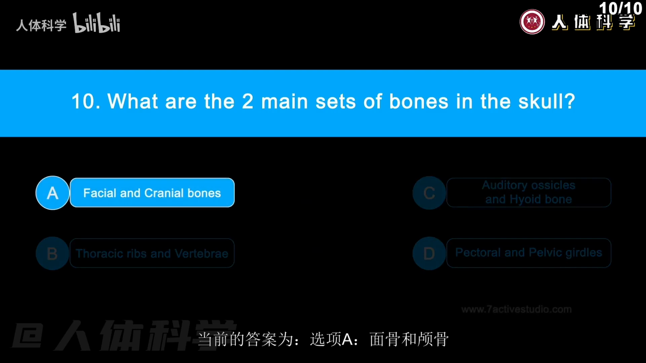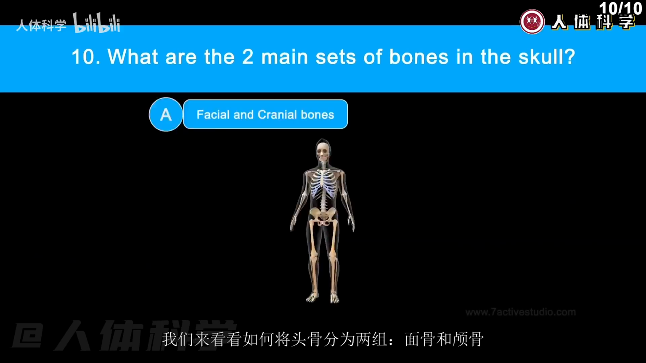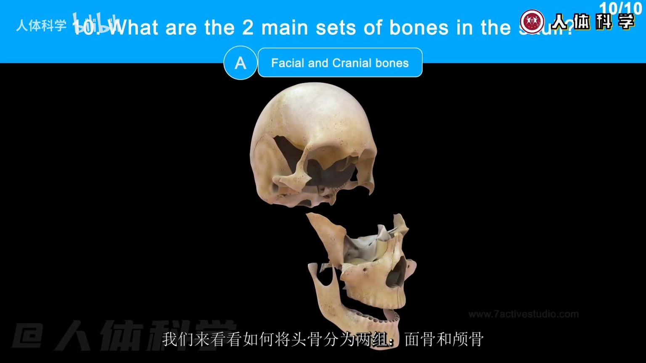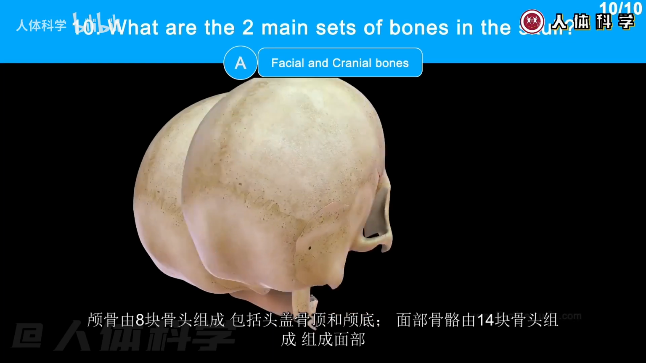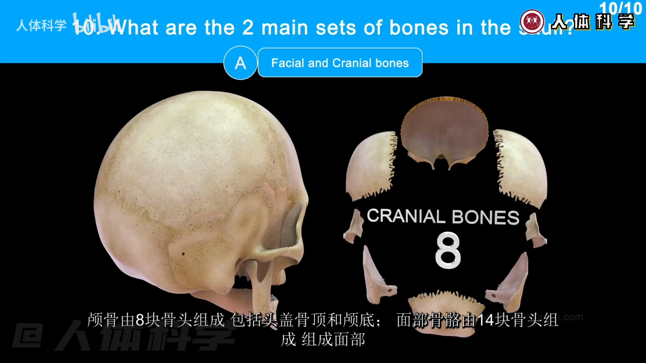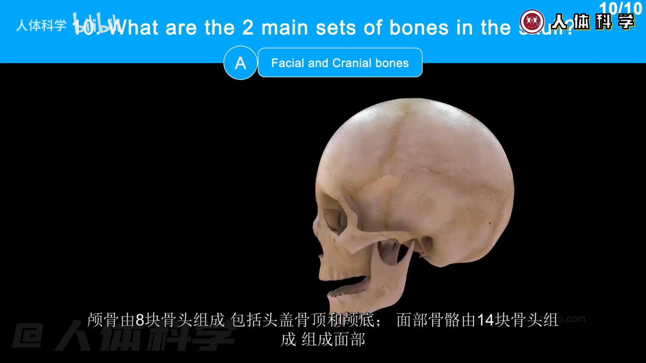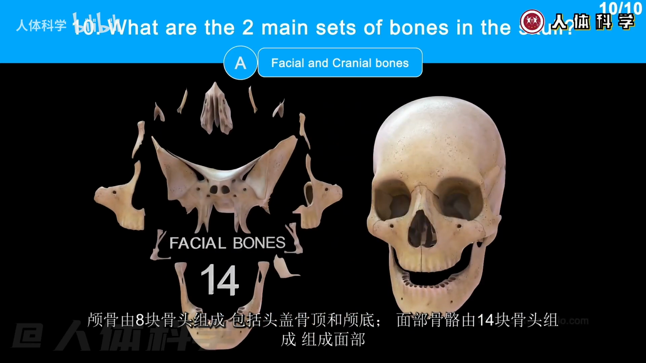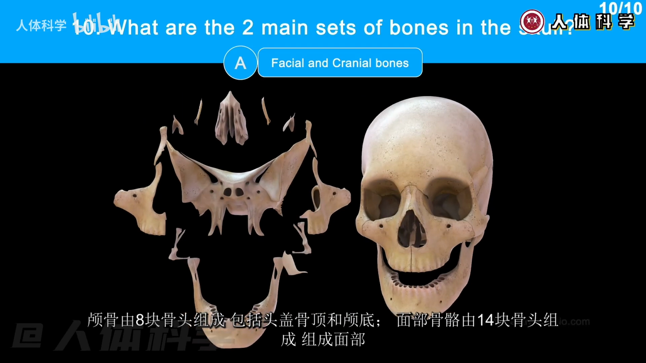The correct answer is option A, facial and cranial bones. Let's see how. The bones of the skull can be considered as two groups, facial and cranium. Those of the cranium, which consists of the cranial roof and cranial base, are 8 bones, and the facial bones comprise a set of 14 bones that make up the face.